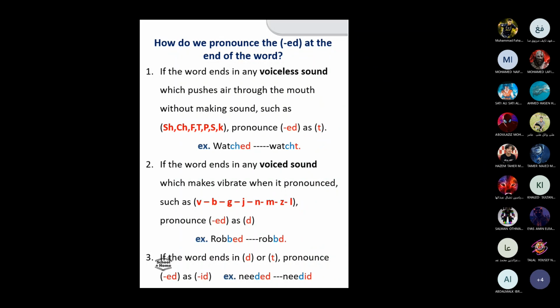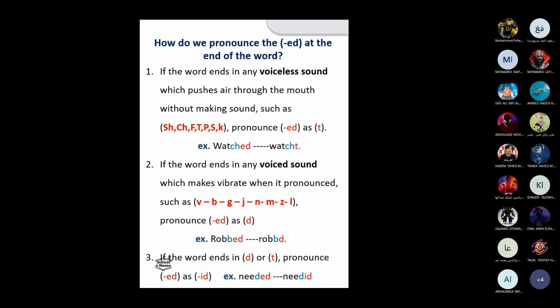We practiced how to spell the word if we want to add ed or ing. And right now we want to know how to pronounce it, if the spelling is correct. So what about the pronunciation? We have to correct the pronunciation too.